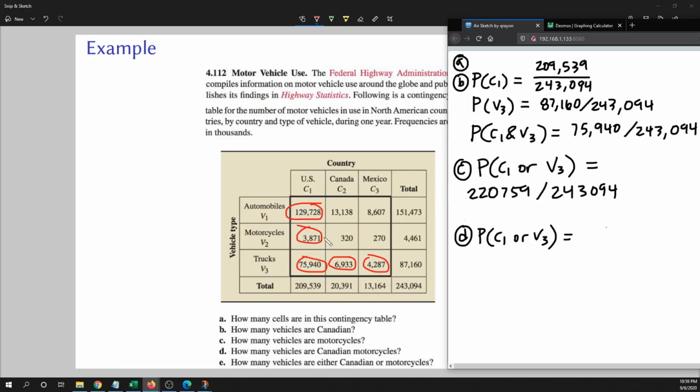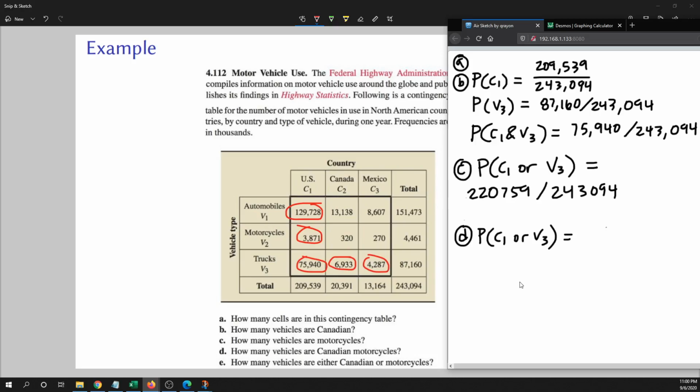add these two numbers up. Add this marginal number for C1 to the marginal number for V3. That will not give you the correct answer, because you will have double counted all the US trucks. You can use that trick I showed you in one of the previous videos where you subtract this back out. But it's almost just as easy to just circle the ones in the table that you know you want to count and just add those up. Okay.